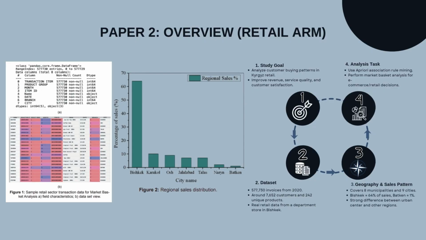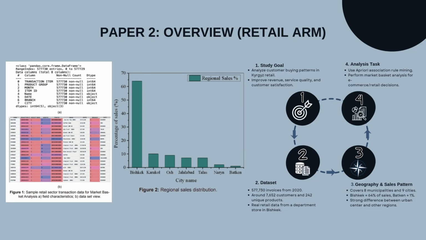The second paper I chose is Association Rule Mining Algorithm Implementation for E-commerce in the Retail Sector. Here, the goal is to analyze real customer buying patterns in the retail sector to improve revenue, service quality, and customer satisfaction. They use invoice data from 2020, about 580,000 transactions, and 242 different products from a department store in Bishkek. The data covers 8 municipalities and 9 cities.